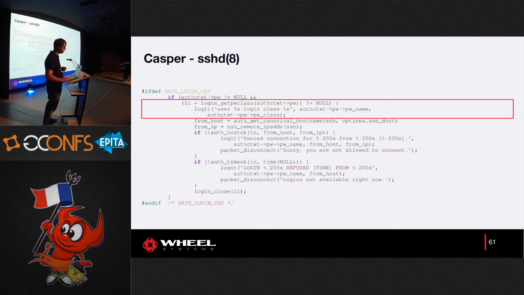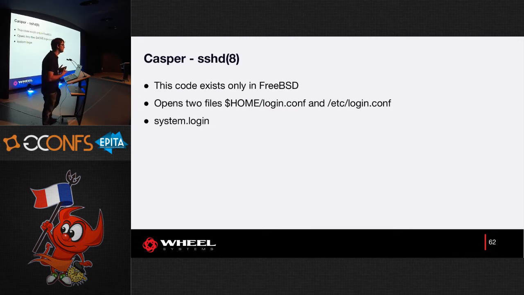This function is responsible for reading the login.conf and /etc/login.conf files. Unfortunately, we can't pre-open those files because before authorization we don't know which file to open, since it's the home directory of the user that is trying to log in. So I'm also working on implementing the system.login service to provide the functionality for reading those files. What is also very interesting about this part of the code, which is broken in FreeBSD, is that this code exists only in FreeBSD. This patch is maintained only by FreeBSD developers.